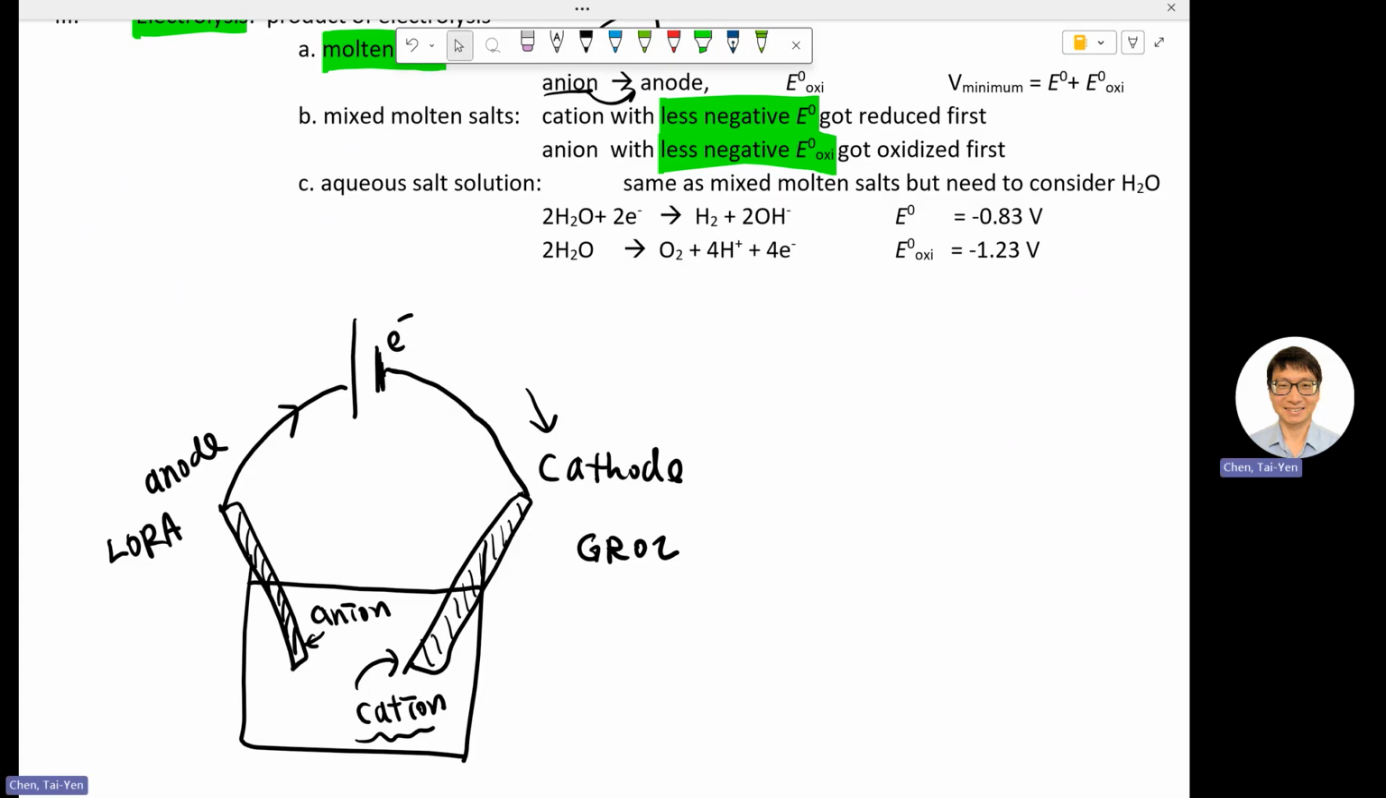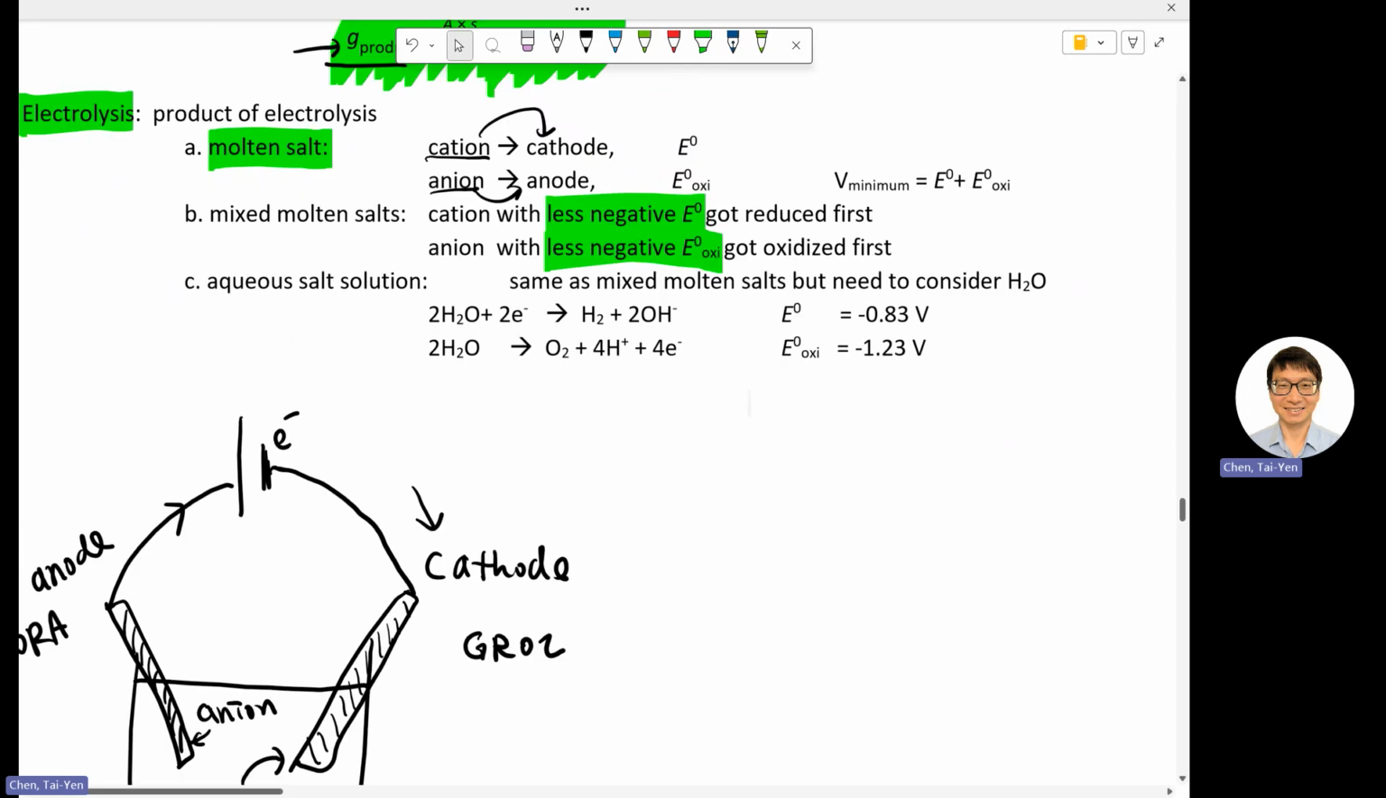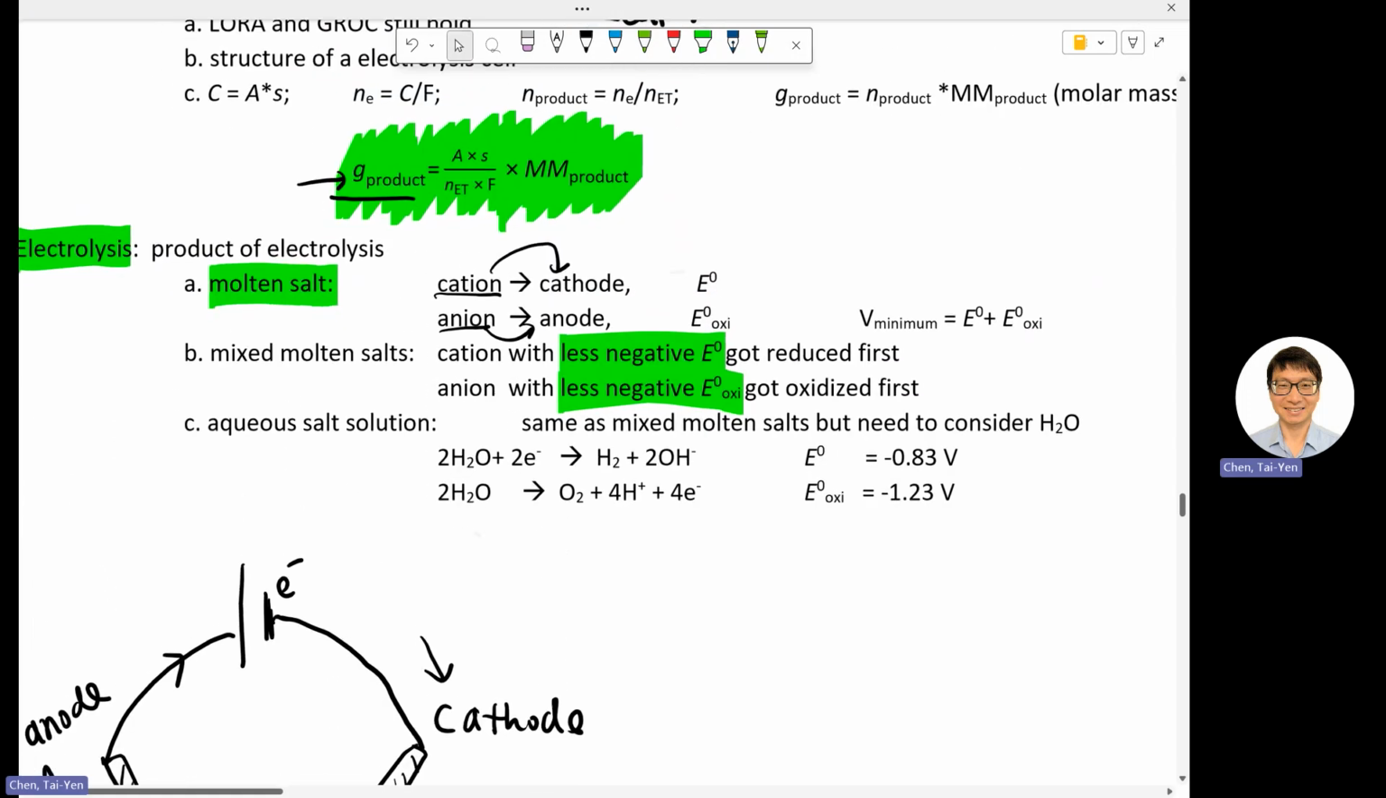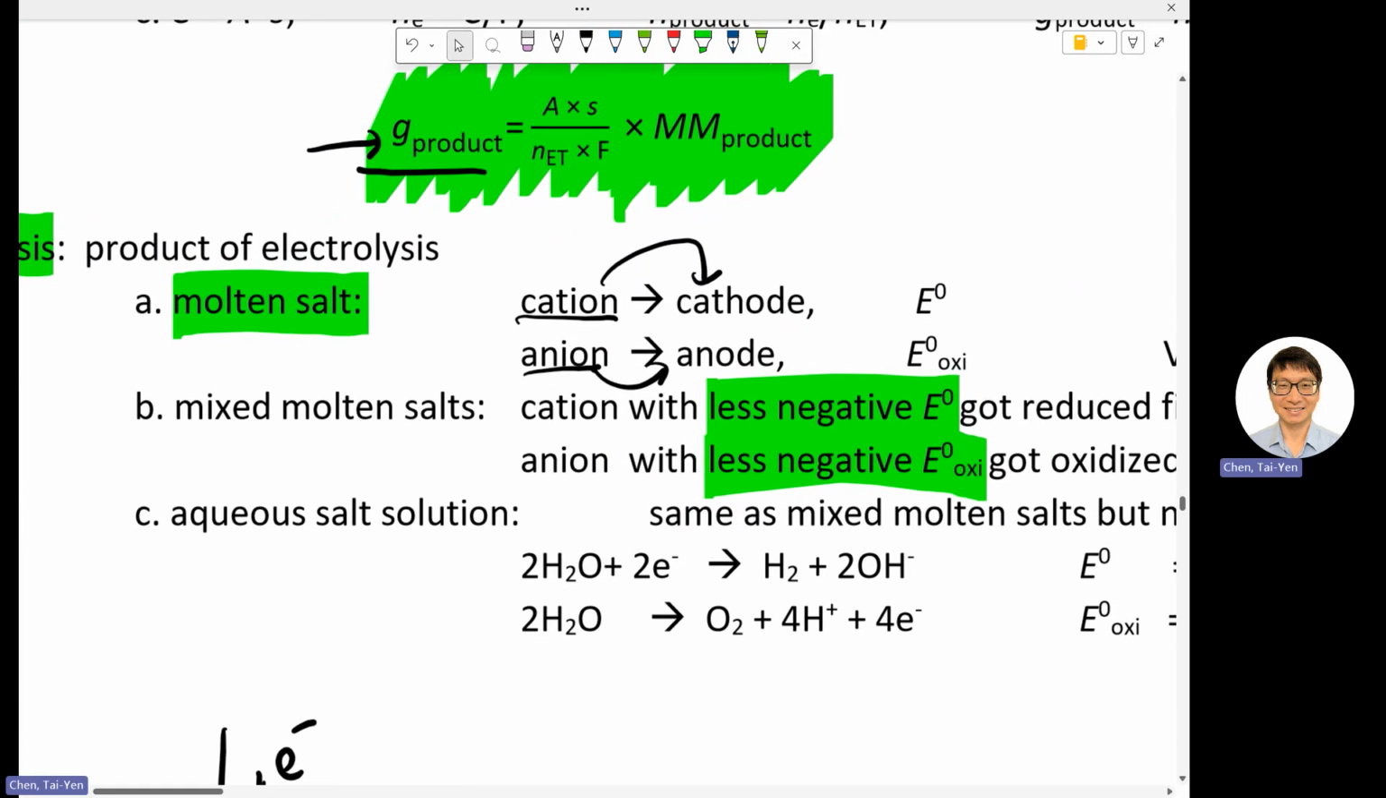Okay, so on your anode, you have oxidation. To predict what kind of species is going to be electrolyzed on your cathode and anode, there are three different layers of complexity. The simplest one is just a molten salt, right? Meaning that inside your solution you only have cation and anion.